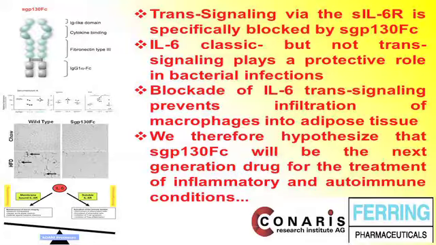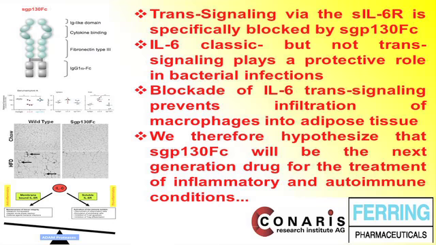So what I showed you so far is that trans-signaling via the soluble receptor is specifically blocked by this protein which we made, that classic but not trans-signaling is protective in bacterial infections, and that blockade of IL6 trans-signaling prevents infiltration of macrophages into adipose tissue. Therefore, we would like to hypothesize that this protein will be the next generation drug for the treatment of, for instance, inflammatory and autoimmune conditions.